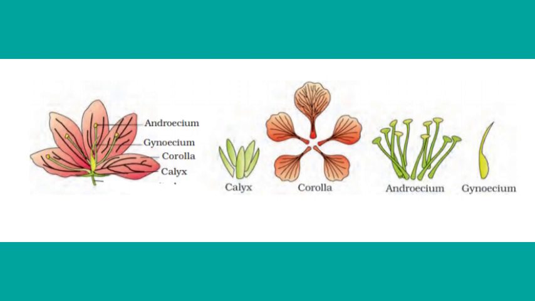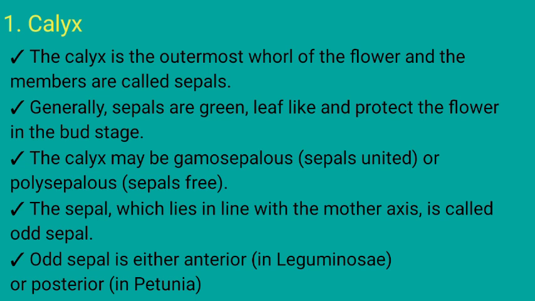See in the picture, the outermost layer is calyx, below that corolla, below that androecium, and the very innermost layer is gynoecium. The calyx, corolla, androecium, gynoecium separate diagrams are also in the picture. See those carefully. The very first one is calyx.